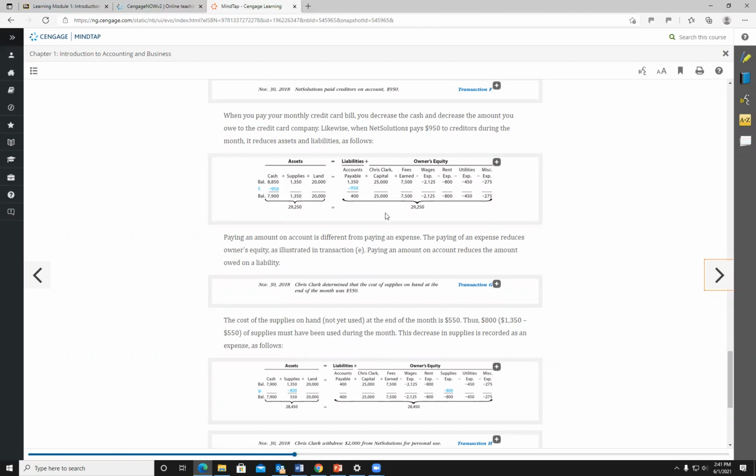So again, we have to balance that accounting equation. So the first thing we're going to do is, we're paying money, outflow of cash. So we're going to reduce our cash balance by $950, which reduces our assets down to $29,250. So what else are we going to reduce on the other side of our equation so that it balances? Our liabilities. We're reducing that debt because we're paying a portion of it off. We're paying $950 off. So we're going to come over here and reduce our accounts payable by $950. And when we do that, we reduce our liabilities and our accounting equation is now balanced.